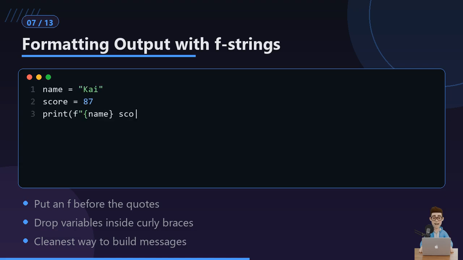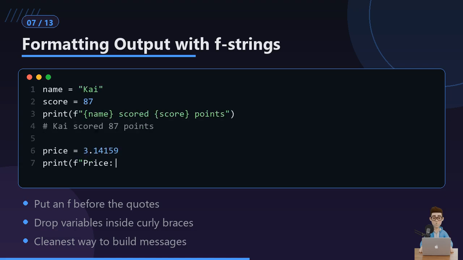Now the output side. An F string is like a fill-in-the-blank letter. You write the sentence once and drop your variables into the blanks using curly braces. Just put the letter F right before the opening quote. And notice that little :2f at the end. That rounds a decimal to 2 places, perfect for prices. Honestly, F strings are the only formatting style I use day to day.